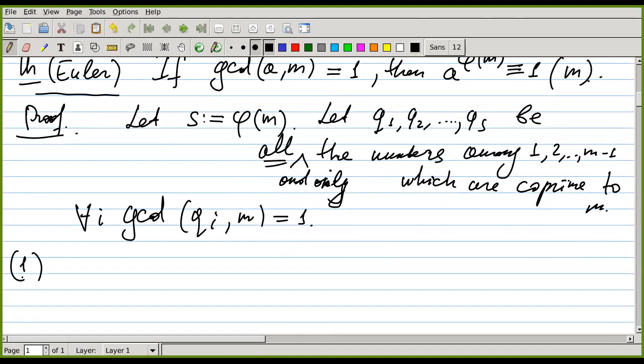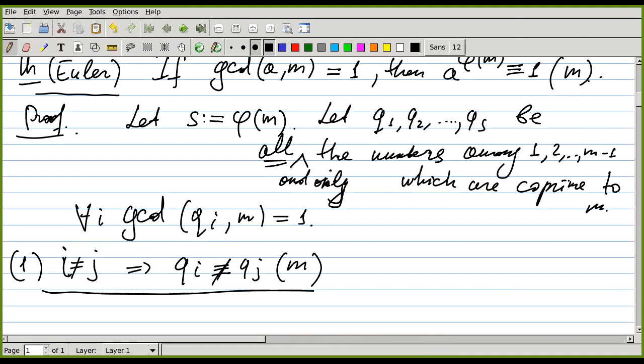And now I will divide the proof into a number of very easy steps. The first step is as follows. If i and j are distinct, then qi is distinct from qj. And moreover, they are not congruent modulo m. Is it clear? Or should I prove it? Or is it obvious? Oh, probably I have to prove it.